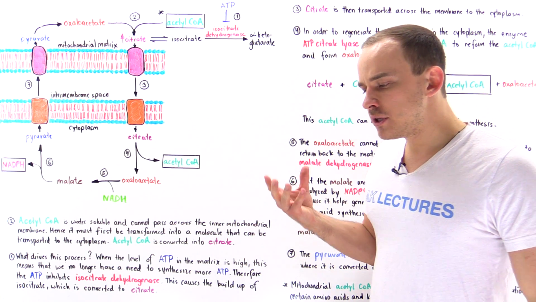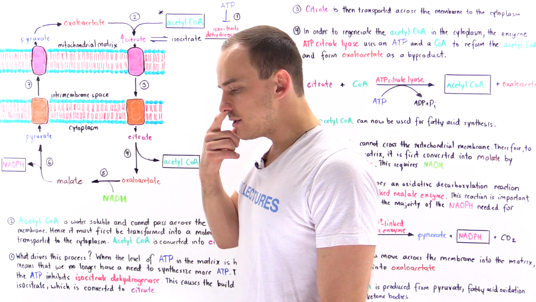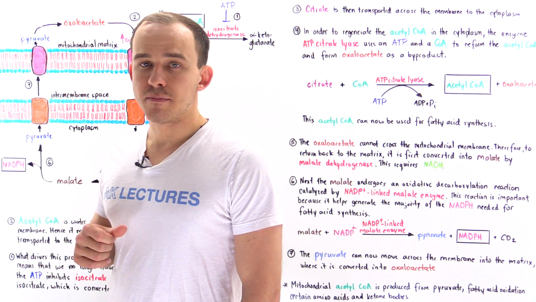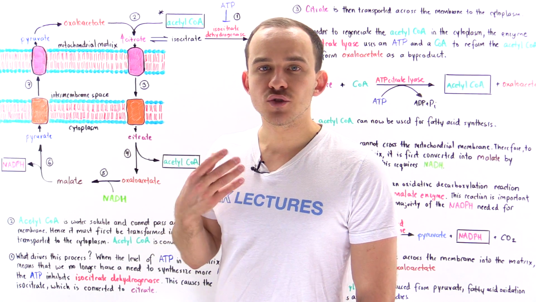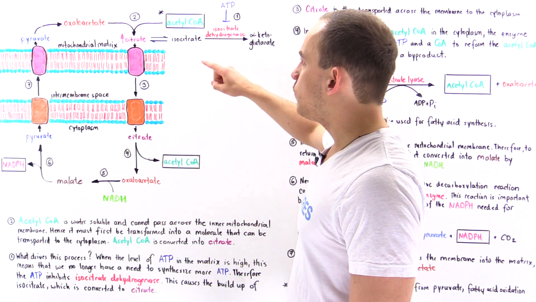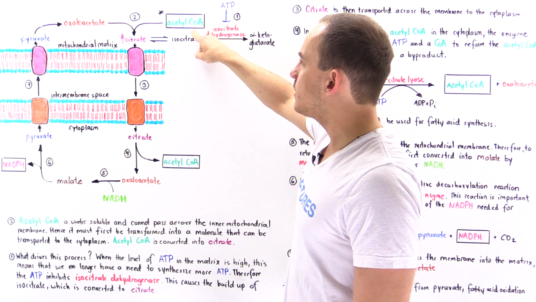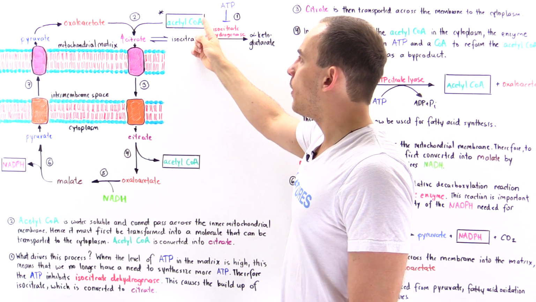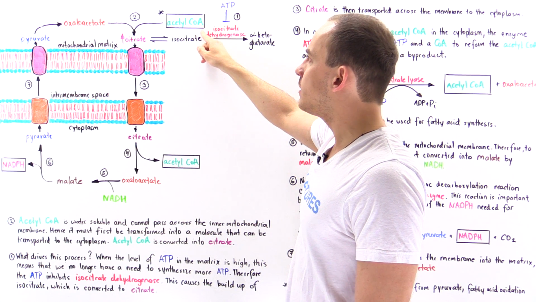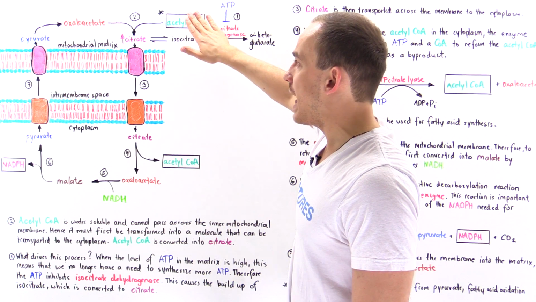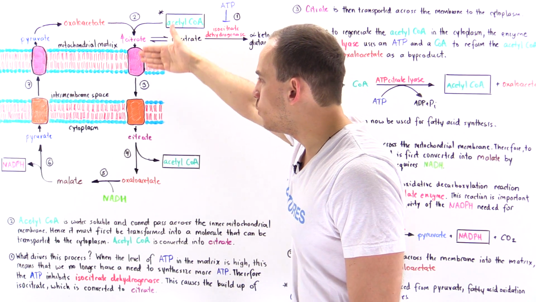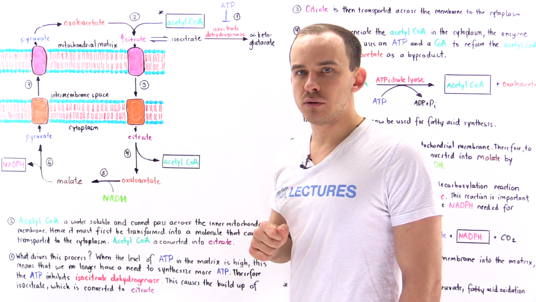Now, there's a problem with moving acetyl coenzyme A molecules across the membrane of the mitochondria, and the problem is it's water soluble. So if we look at the acetyl coenzyme A molecule, the coenzyme A component of the acetyl coenzyme A molecule prevents that acetyl group from actually moving across the inner mitochondrial membrane.